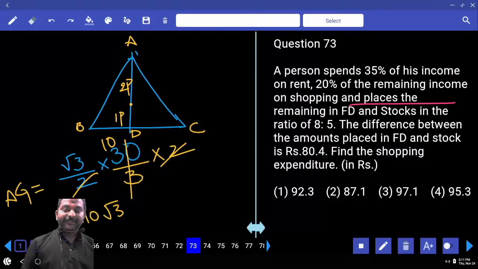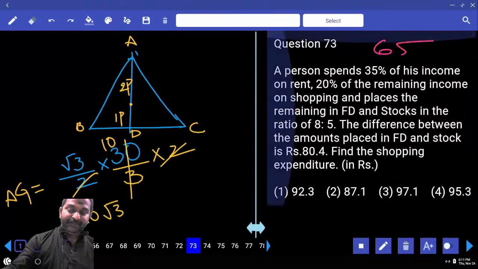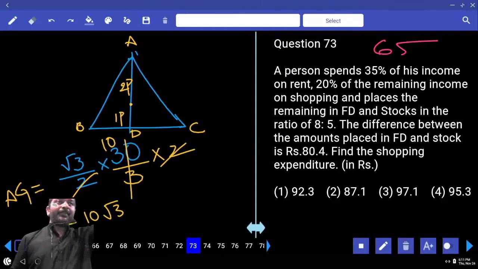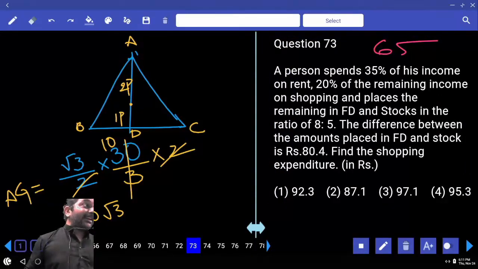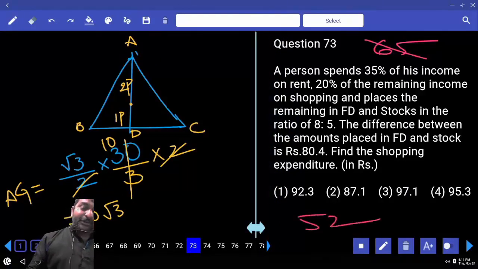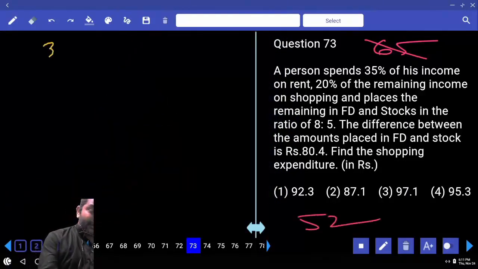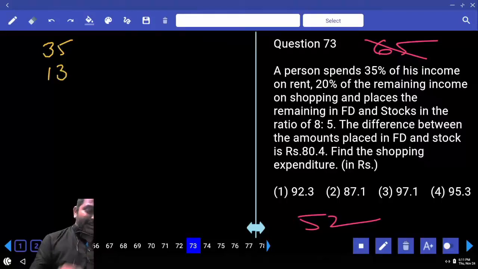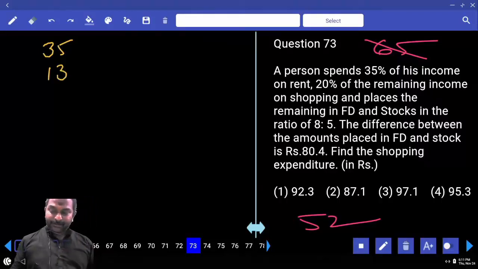A person spends 35% of his income on rent, 20% of the remaining. How much is remaining? Come on. 65. 20% of that is 13. Remaining 52. 35 is over, 13 is over, remaining 52.